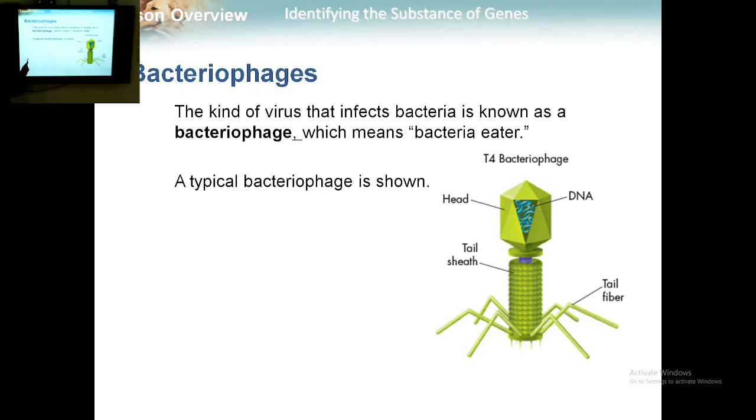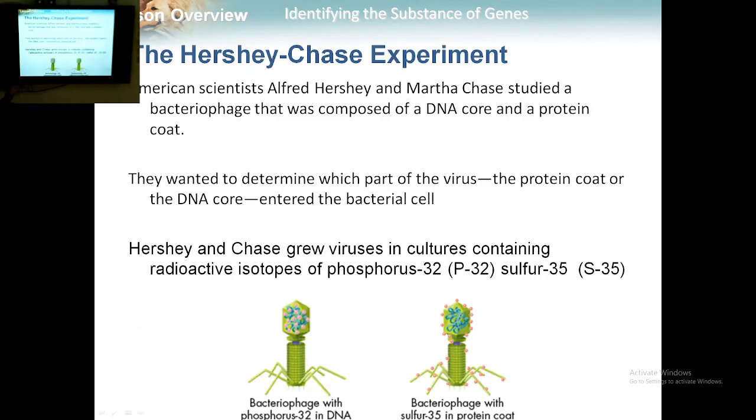The experiments were done using radiolabeled material like phosphorus 32 and sulfur 35. By the way, he chose these two radioactive isotopes because phosphorus is found in the DNA, and at the same time, sulfur is found just in the protein. So sulfur is not found in the DNA, and phosphorus is not found in the protein.